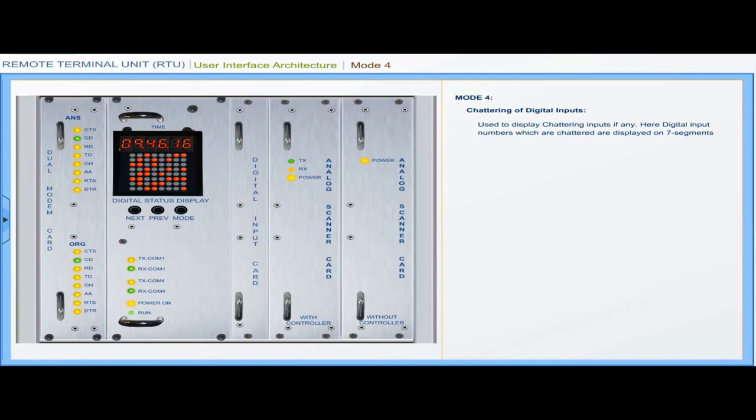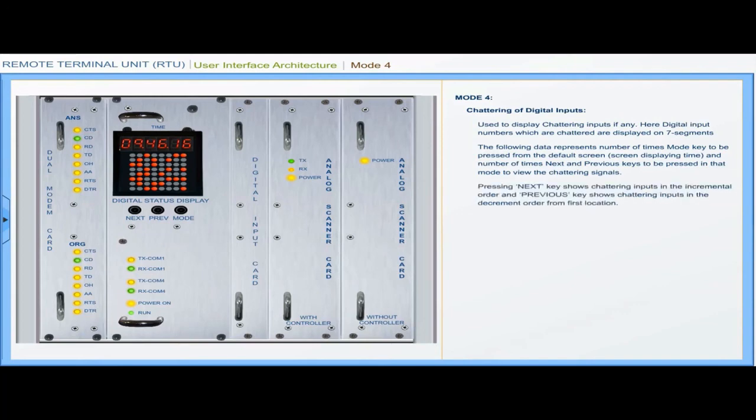The following data represents the number of times the mode key is to be pressed from the default screen, that is, the screen displaying time, and the number of times next and previous keys are to be pressed in that mode to view the chattering signals. Pressing the next key shows chattering inputs in incremental order and the previous key shows chattering inputs in decrement order from the first location.